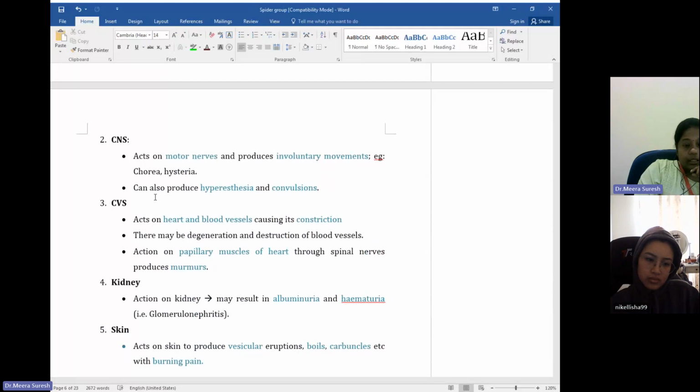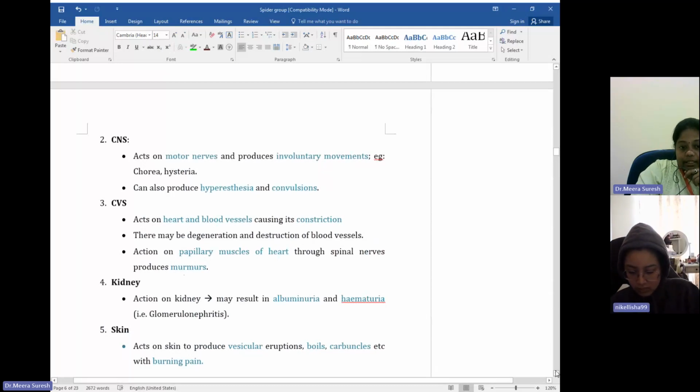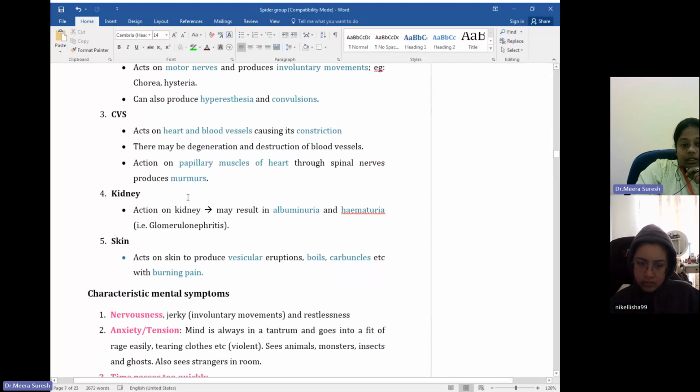They have the symptoms with that, similar to that Lactodactylus. So it is the Lactodactylus which is having the CVS symptoms, acting on heart and blood vessels, which causes its constriction. So there can be degeneration, destruction of blood vessels, and also it can act on the papillary muscles of the heart, producing murmurs. So CVS blood vessels, they do have action, and kidney, they can act on kidney and result in albuminuria and hematuria.